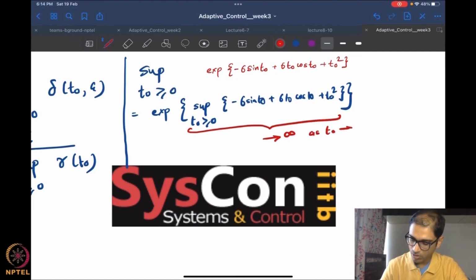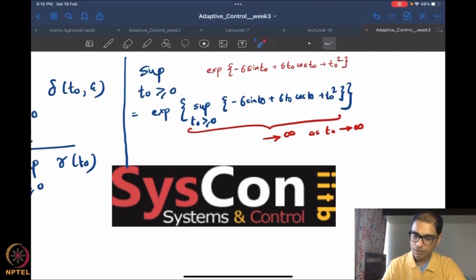As t0 goes to infinity. Okay, so last time we spoke about this in terms of increasing functions and all. That was not correct. Let me reiterate, it was not correct. This function is not monotone or anything, but one thing is clear about this function: the largest value that this function can take is infinity itself. Yeah, this function blows up.